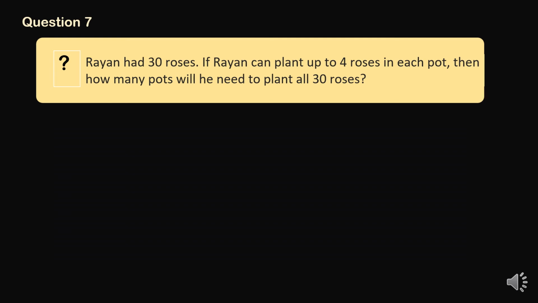Question number 7. Ryan had 30 roses. If Ryan can plant up to 4 roses in each pot, then how many pots will he need to plant all 30 roses?